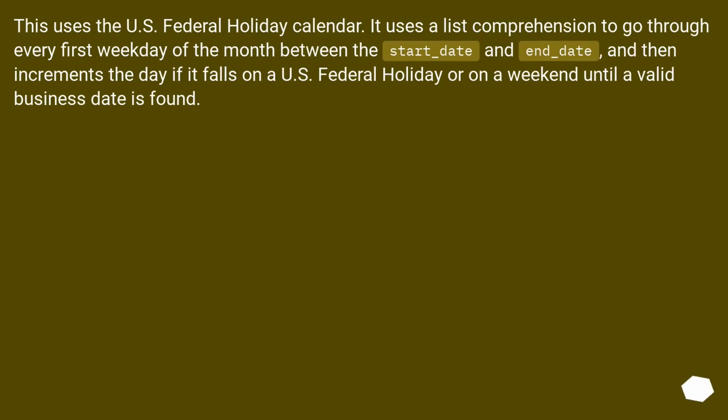This uses the US federal holiday calendar. It uses a list comprehension to go through every first weekday of the month between the start_date and end_date, and then increments the day if it falls on a US federal holiday or on a weekend until a valid business date is found.